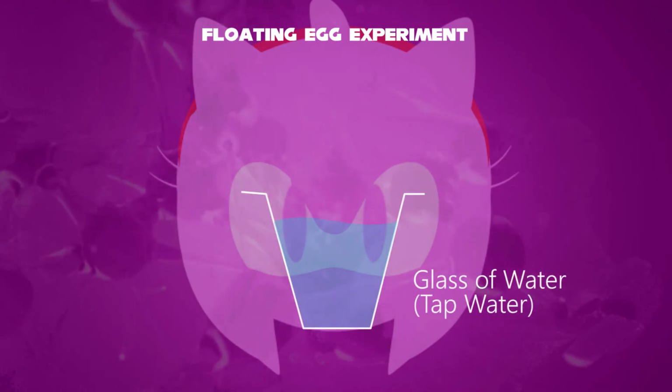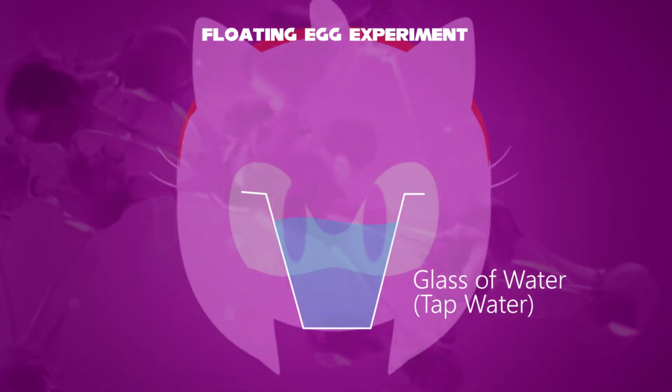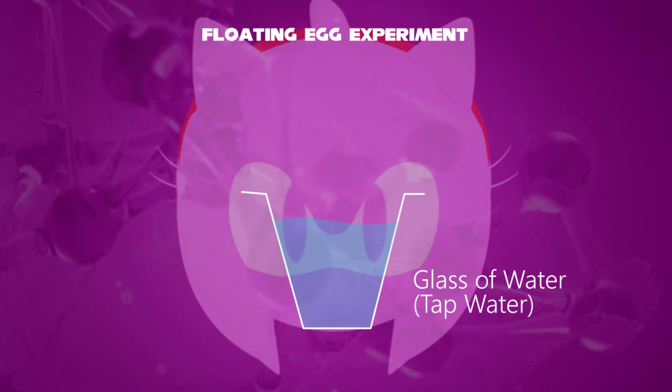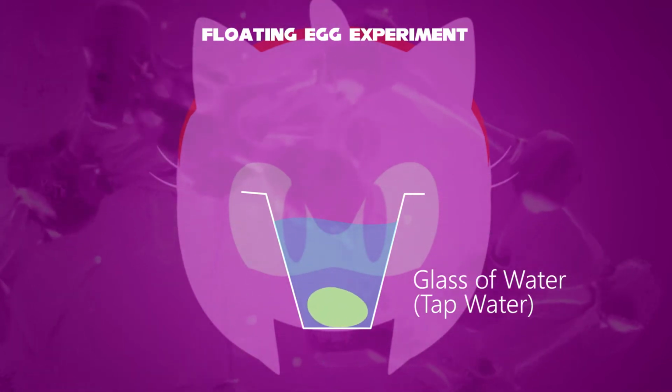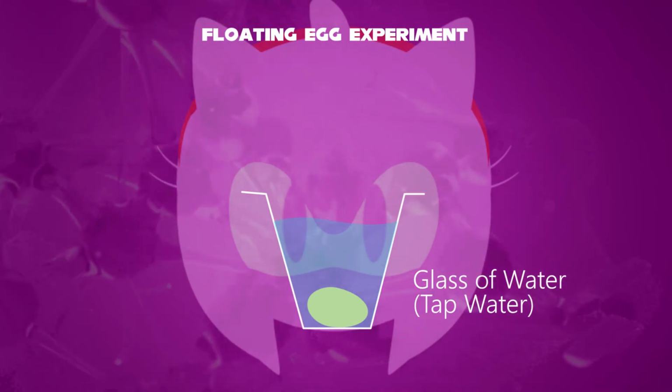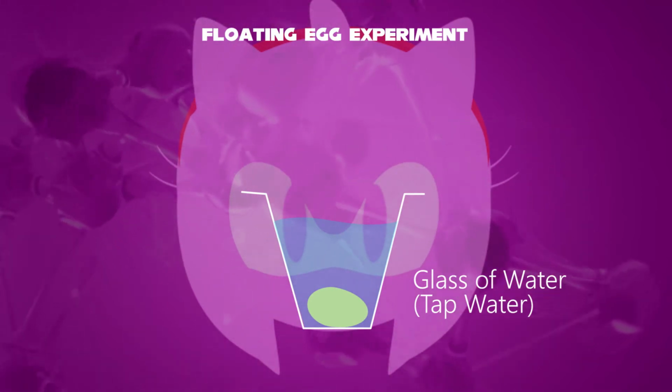For the first case, let's take a glass of water. In the first step, use tap water. And second step, put the egg in the glass of water. Now, the egg in the water sinks to the bottom, as it is a bit heavier.